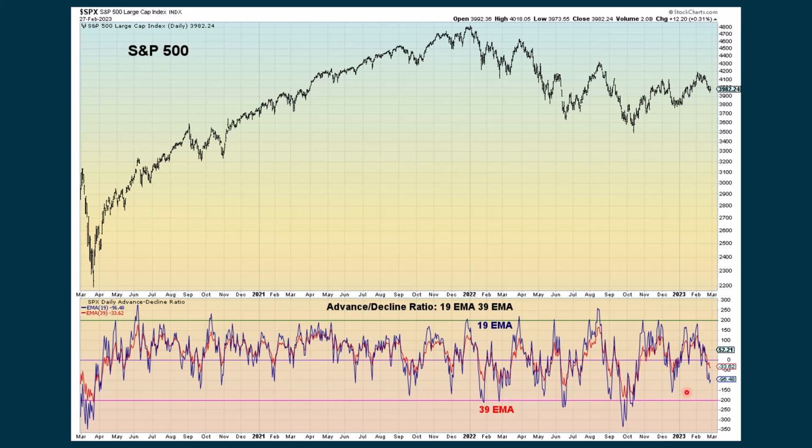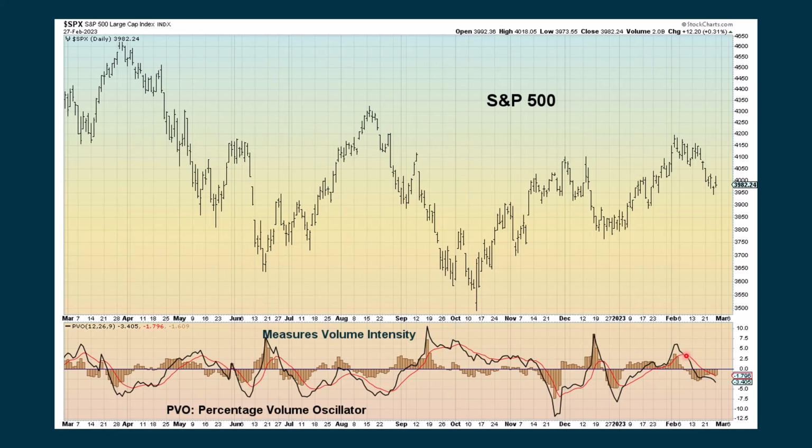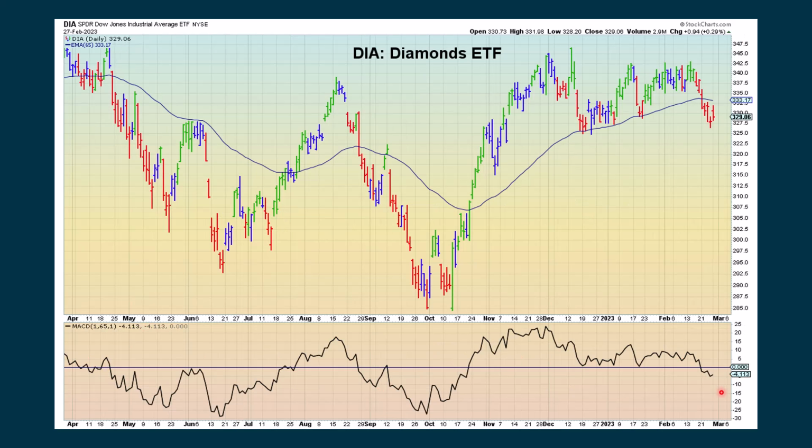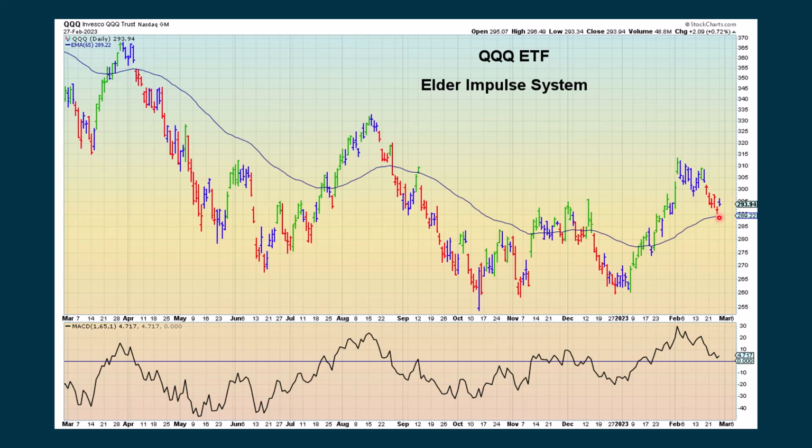We're still below zero with the advance-decline ratio. Accumulation distribution, which was actually more positive after Friday's session, ticked down slightly. It kind of picked up that intraday weakness that we saw, but overall this remains positive as we're above an advancing moving average. Volume continues to drop off as the histogram continues to decline and we're below zero. We're still negative with the diamonds, and the Nasdaq 100 also was able to bounce up off of its 200-day moving average, enough to get back to a neutral reading with the Elder Impulse system.